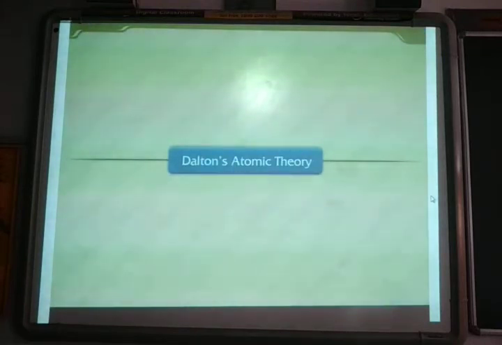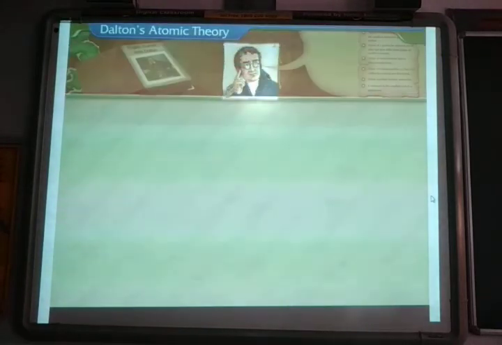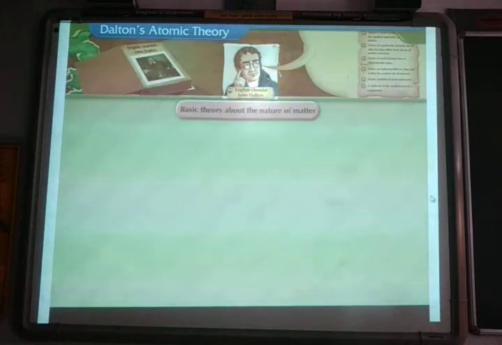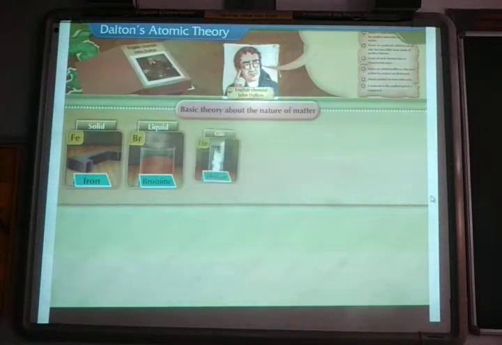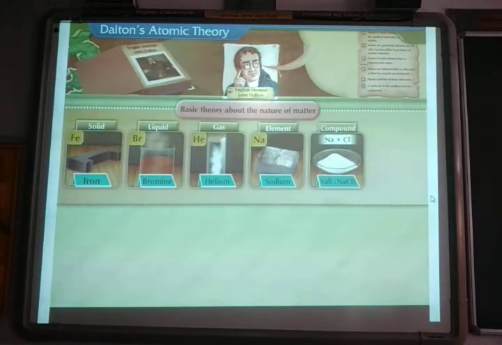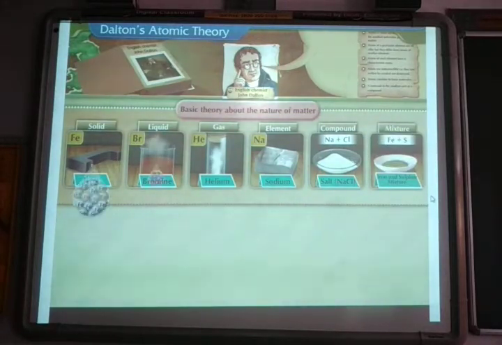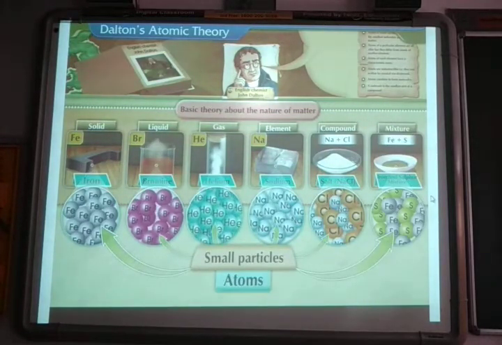Dalton's atomic theory. His theory is the basic theory about the nature of matter. According to his theory, all matter, whether solid, liquid or gas, or element, compound or mixture, is composed of small particles called atoms.